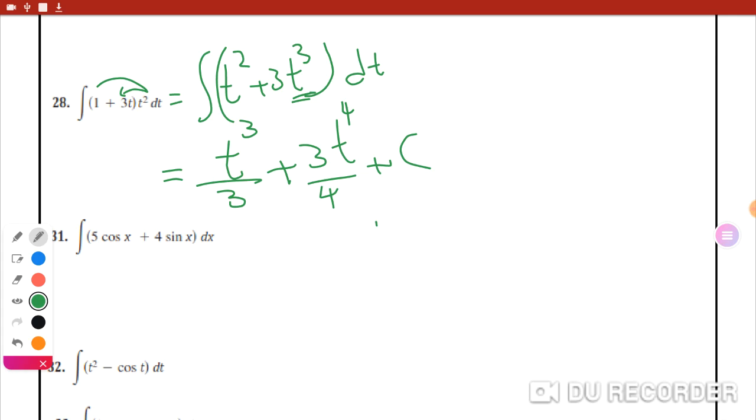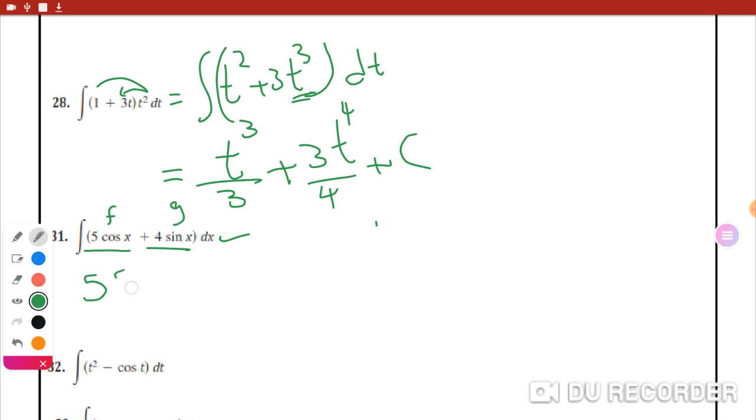Here it will be the integral of 5 cosine x plus 4 sine x with respect to x. I find the integration of the first term and the second term, or the first function and second function. We consider this one function f, this function g. It means find the integration of f plus the integration of g with respect to the same variable. To find the integration of f, it will be 5 multiplied by the integration of cosine. What is the integration of cosine? If you studied the rule, it will be sine.